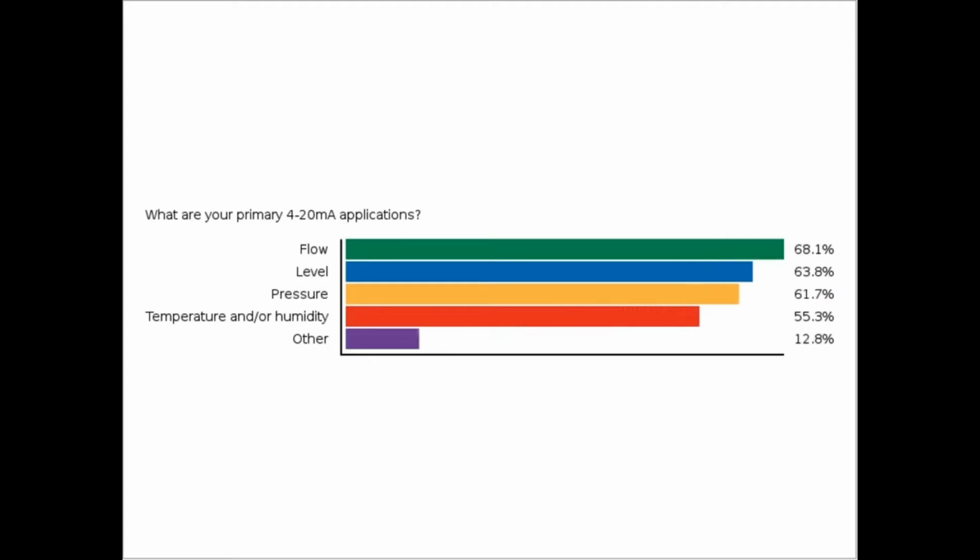A lot of flow, wow. A lot of flow, level, and pressure. Great. Perfect for flow, level, pressure applications. Temperature, humidity is one. I used to work in the humidity measurement business. Dealt with 4 to 20 milliamp loops all the time. You'll find 4 to 20 just about everywhere. What's the word? It's ubiquitous. Yes.